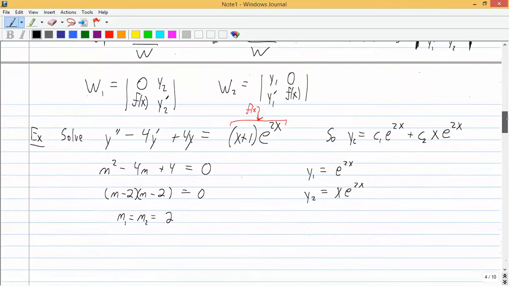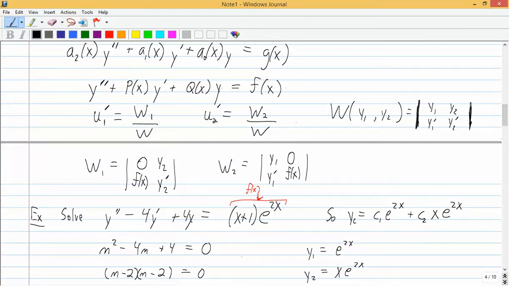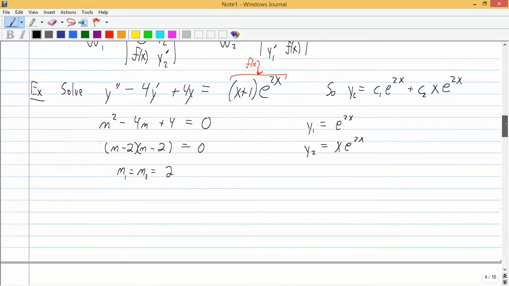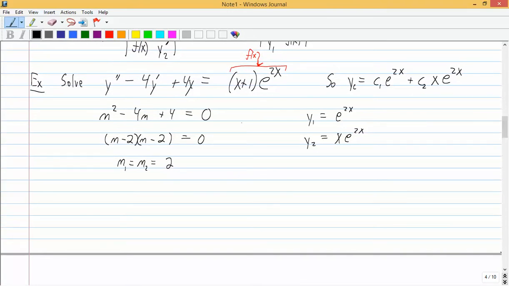So all of this right here, when I'm finding my Wronskian sub 1, all of that is f of x. All right, so I'm going to do all of that. I have a Wronskian to find, a Wronskian sub 1, and a Wronskian sub 2. So first I'm going to find my Wronskian. Remember, Wronskians are always square determinants. So if you have two solutions, if you have two things you're looking at, it's going to be a 2 by 2. If you have 3, it's going to be a 3 by 3, and so on and so forth.